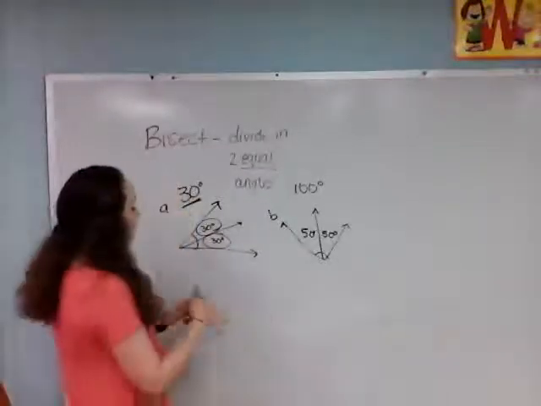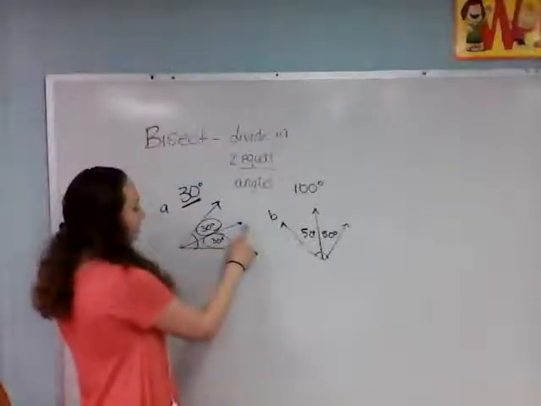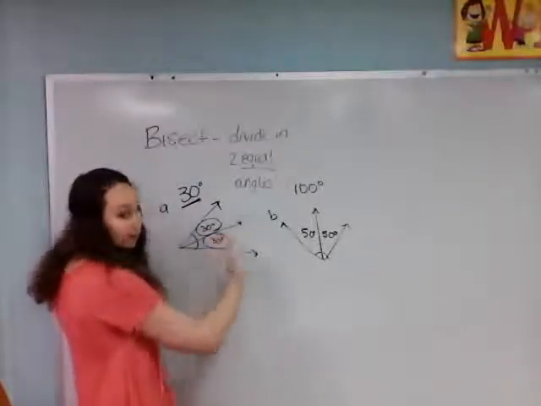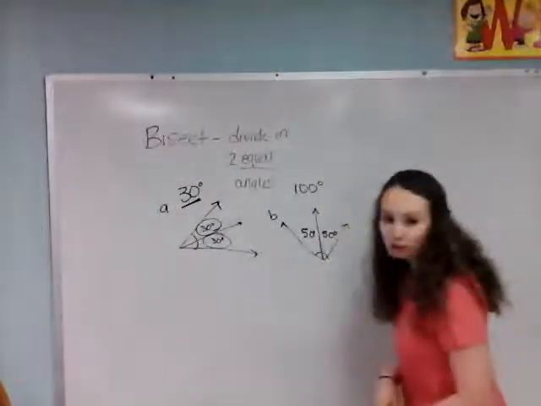So you need to take it and you need to put your protractor on the bottom right here and then find where 30 degrees would be and draw the line. Same thing for this one. Put your protractor here, find where 50 would be and draw the line.